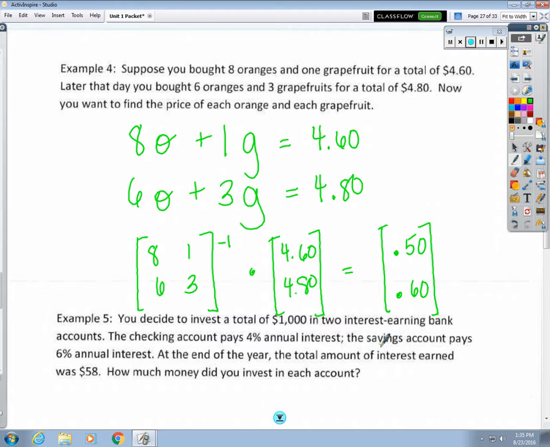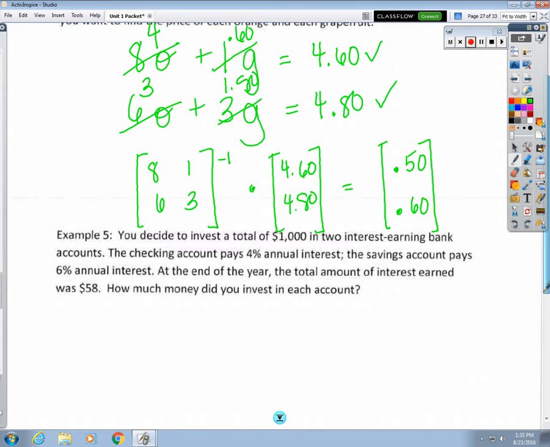So let's make sure this makes sense mathematically. If you buy 8 oranges, and oranges cost 50 cents a piece, how much money would that be? $4. If you buy 1 grapefruit, and they're 60 cents a piece, that would be 60 cents, which makes sense that your total came to 460. If you buy 6 oranges at 50 cents a piece, how much money have you spent? And then 3 grapefruits at 60 cents each is, which does total up to 480, so that makes sense. Okay, you should always check them to make sure they work.